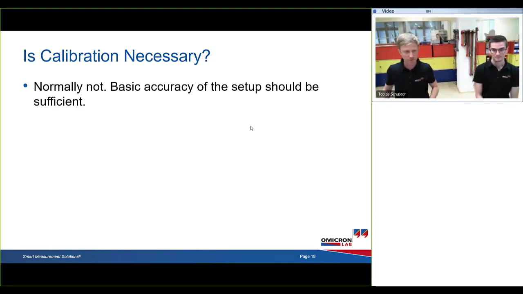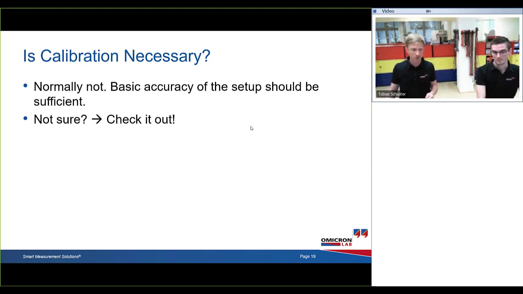A question that we receive quite often is: is calibration necessary? And for the loop gain measurements, normally not. The basic accuracy of the setup should be sufficient, especially if you use probes that are adjusted in the same way or compensated in the same way. You know, your probe for channel 1 and the probe for channel 2, and if you compensate them once by using the trimmers, then the calibration is actually not necessary.